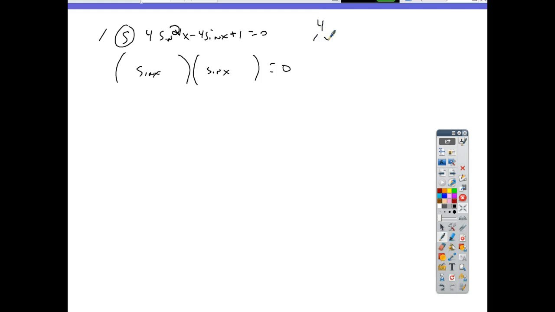Wait, negative 2 and negative 2. Negative 2 and negative 2. So I'm now going to go, do these two give me 4 sine squared? No. No, what do I have to do? Put a 2 and a 2.